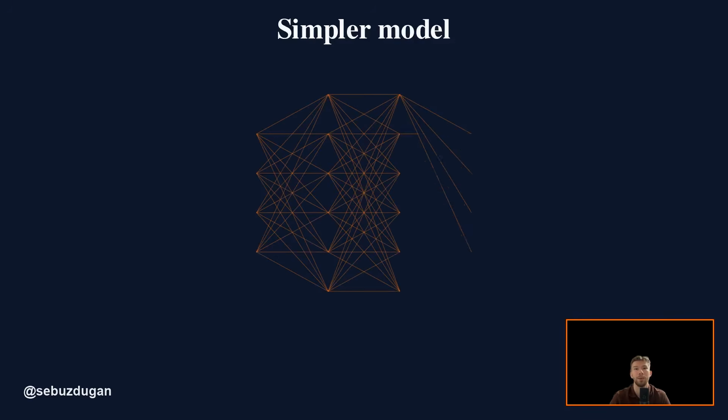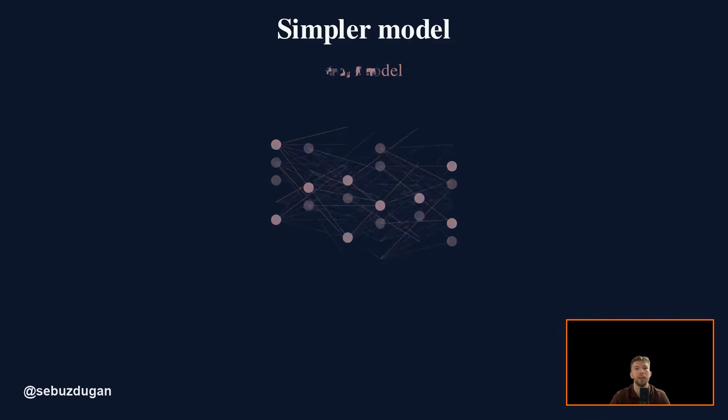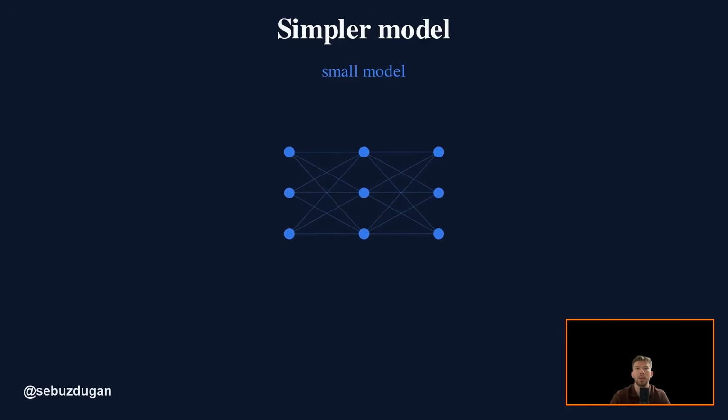Second, use a simpler model. Shrink the network down. A smaller model just cannot bend enough to memorize the noise, so it is forced to learn the real pattern instead.